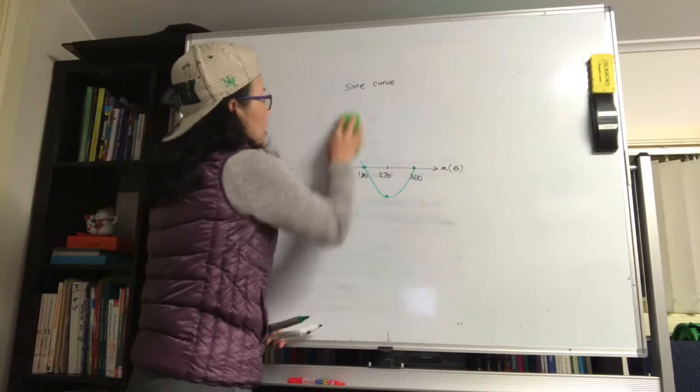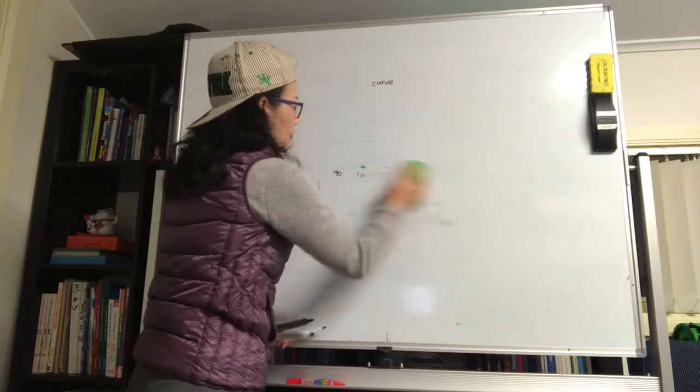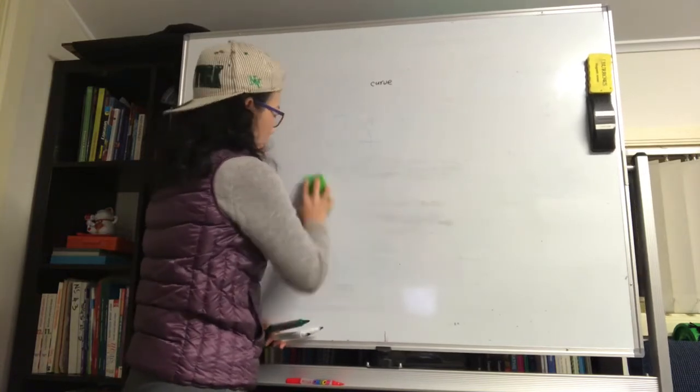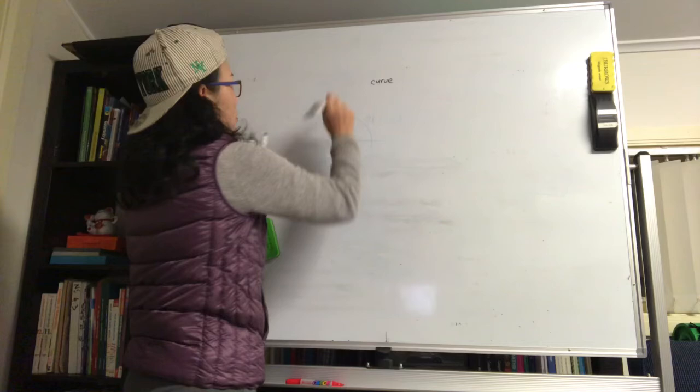And the cosine curve. Let's have a look at the cosine curve. So I'm going to write cosine.